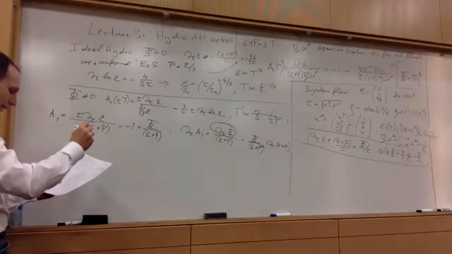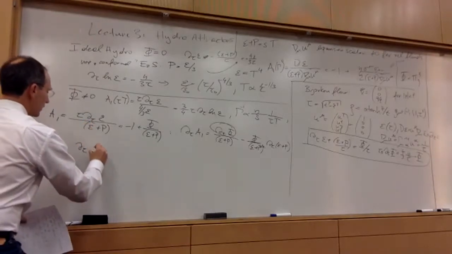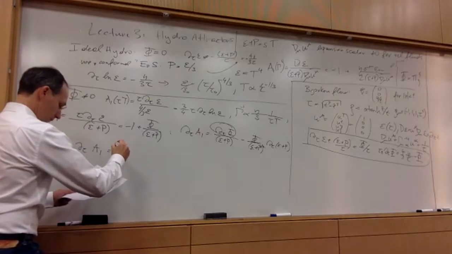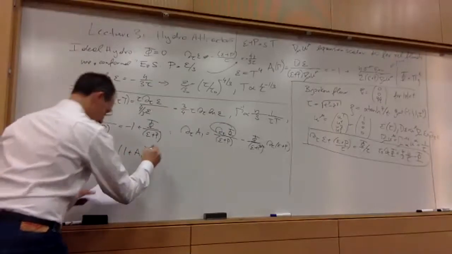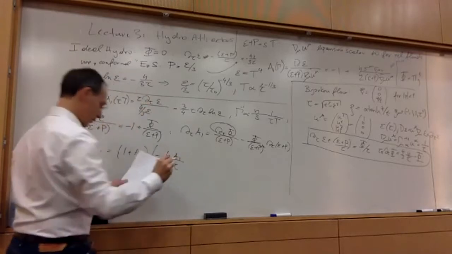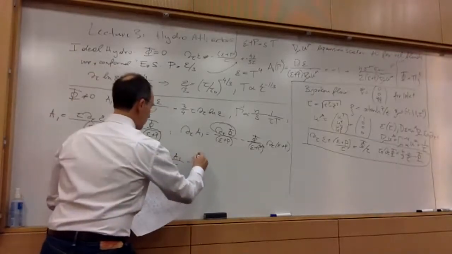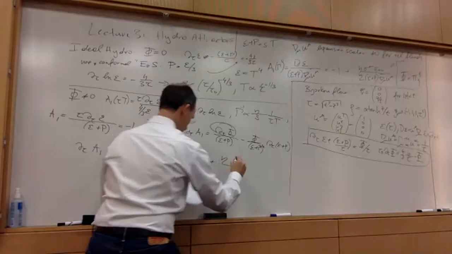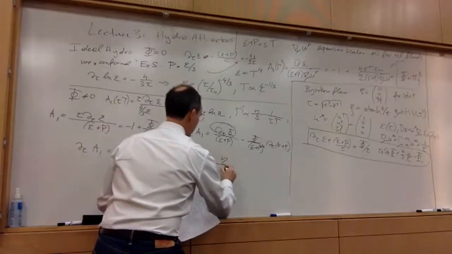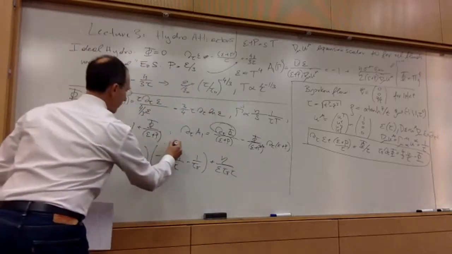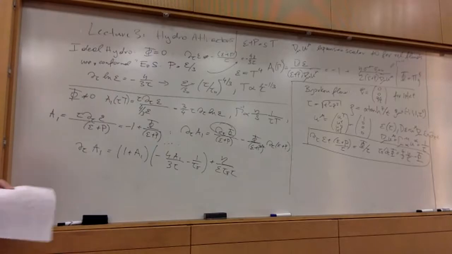So basically what we find is d tau A1 is equal to 1 plus A1 times minus 4 A1 over 3 tau minus 1 over tau pi, and then we have plus eta over epsilon tau pi tau. Again, there are 3 steps in between. So we are almost where we want to be.